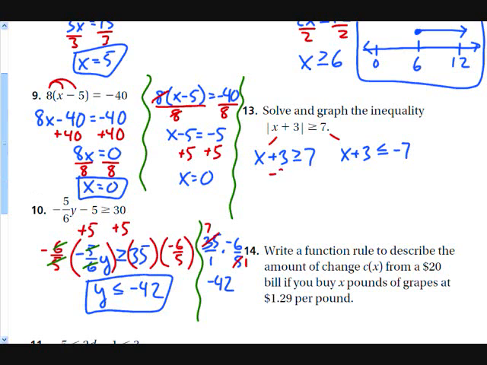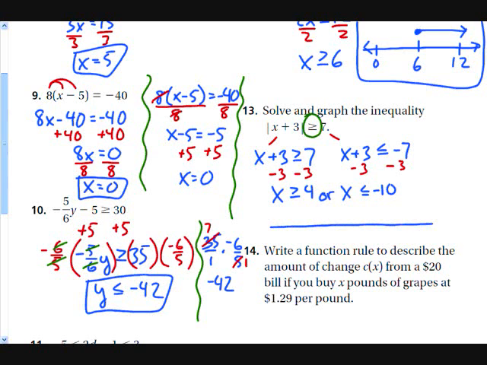And now I'm going to solve. Here I subtract 3 from each side. So I get x is greater than or equal to 4. Over here I subtract 3 from each side, and I find out that x is less than or equal to a negative 10. And the important thing now is to decide whether this is an and or an or inequality. And really that depends on this inequality symbol. If the absolute value is less than, it's an and. If the absolute value is greater than, it's an or. And since this is a greater than symbol, this is going to be an or.